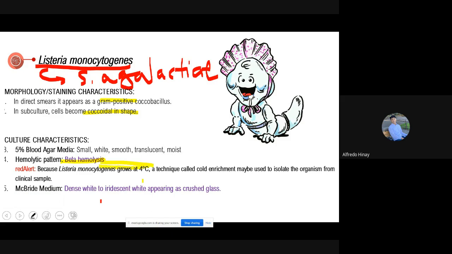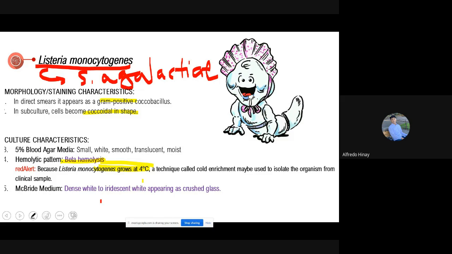degrees Celsius because they are cold-loving organism. Okay, kaya very common with food class like milk, cheese, yung mga malalamig, yung ref natin, because they can cultivate there.